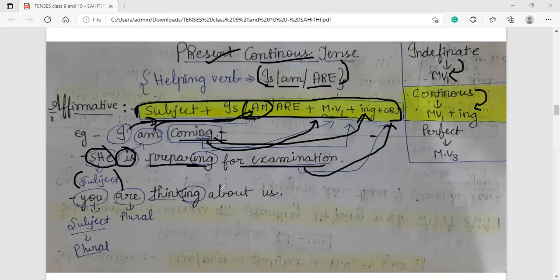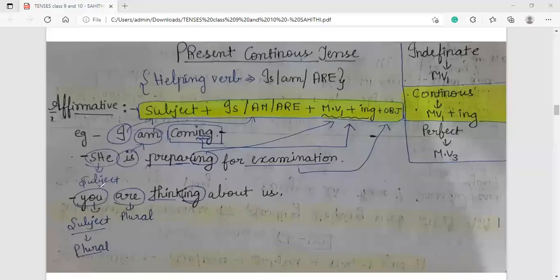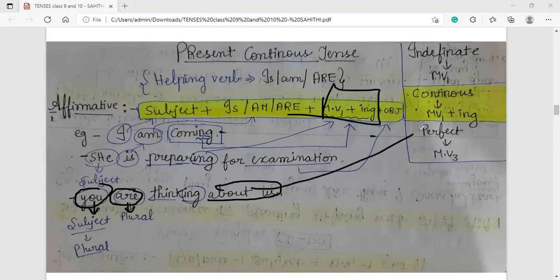Next, you are thinking about this. Here are some network issues, just a second. You are thinking about this. Here you is what? You is the subject, plural subject. Are is the plural form of helping verb. Thinking is the main form of verb plus ing. About this is the object.